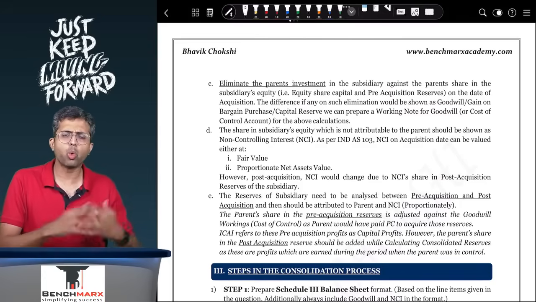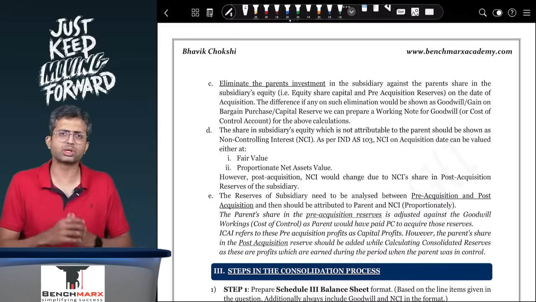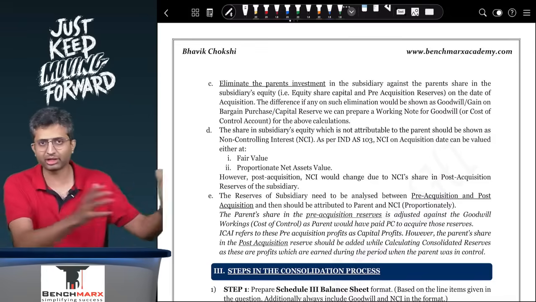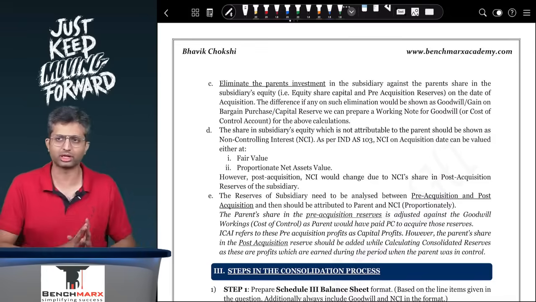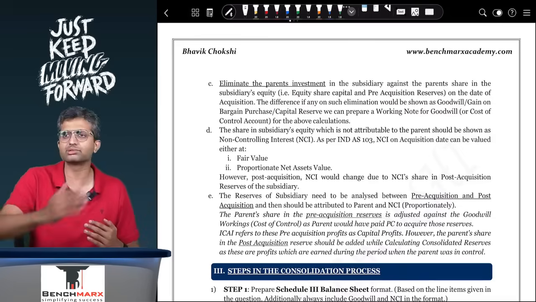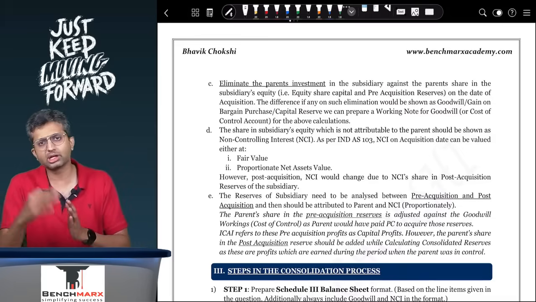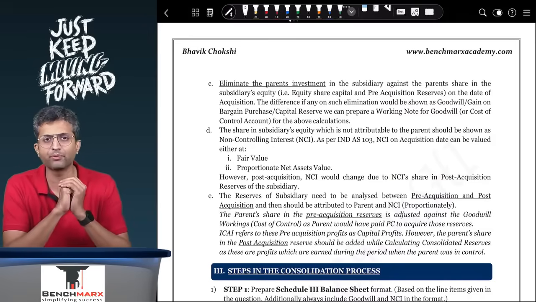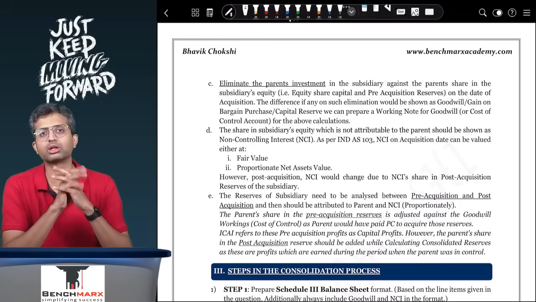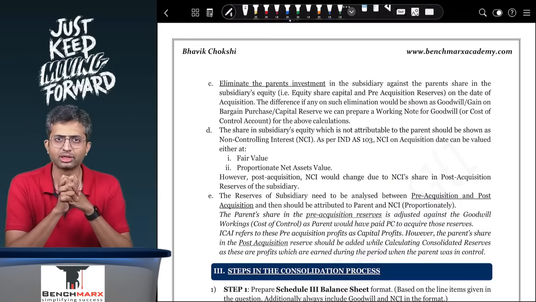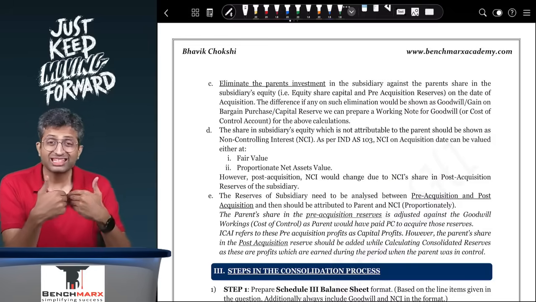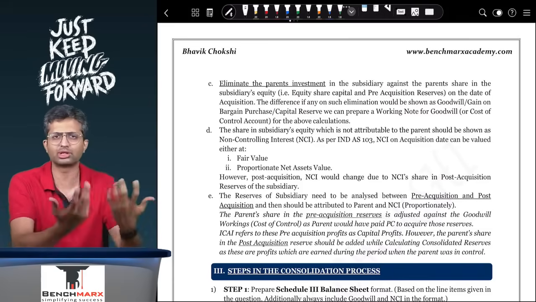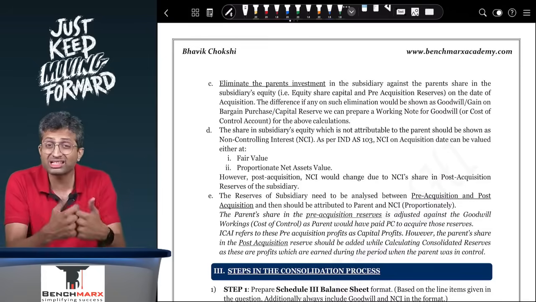Now, what will happen? What will you do with the reserves of the subsidiary? Let us hypothetically say that transaction did not go through, but just for an understanding, assuming it went through, Reliance Industries acquired Future Retail. So if Reliance acquires Future Retail, in which case, as on the date of acquisition of Future Retail, there might be certain reserves that Future Retail has. These reserves were actually earned by the shareholders of Future Retail, like Mr. Kishore Biyani and other shareholders.